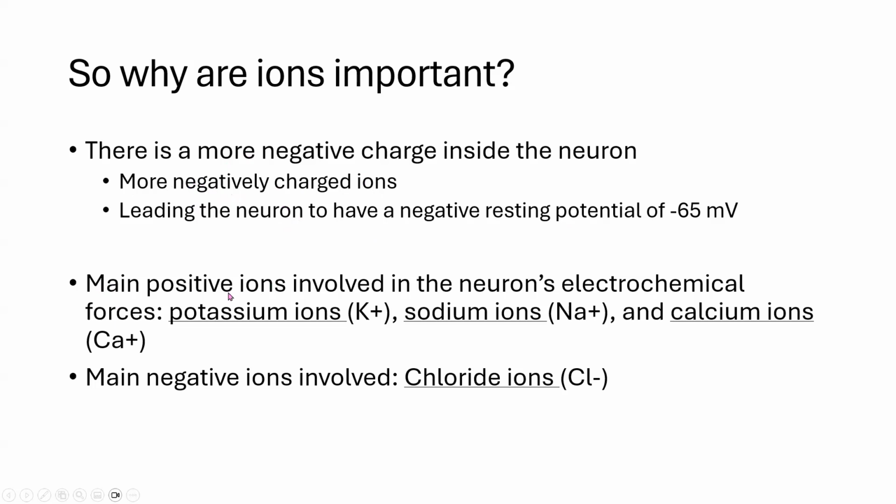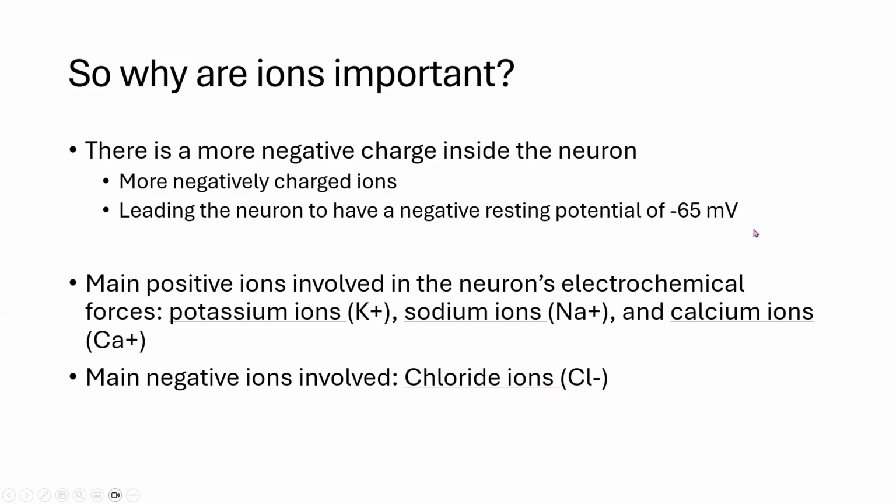The main positive ions, so we have both positive and negative ions, like we said before, involved in the neuron are potassium ions, sodium ions, and calcium ions. And the negative ones are chloride ions. We'll talk about these more later. The book definitely talks about potassium and sodium a lot.